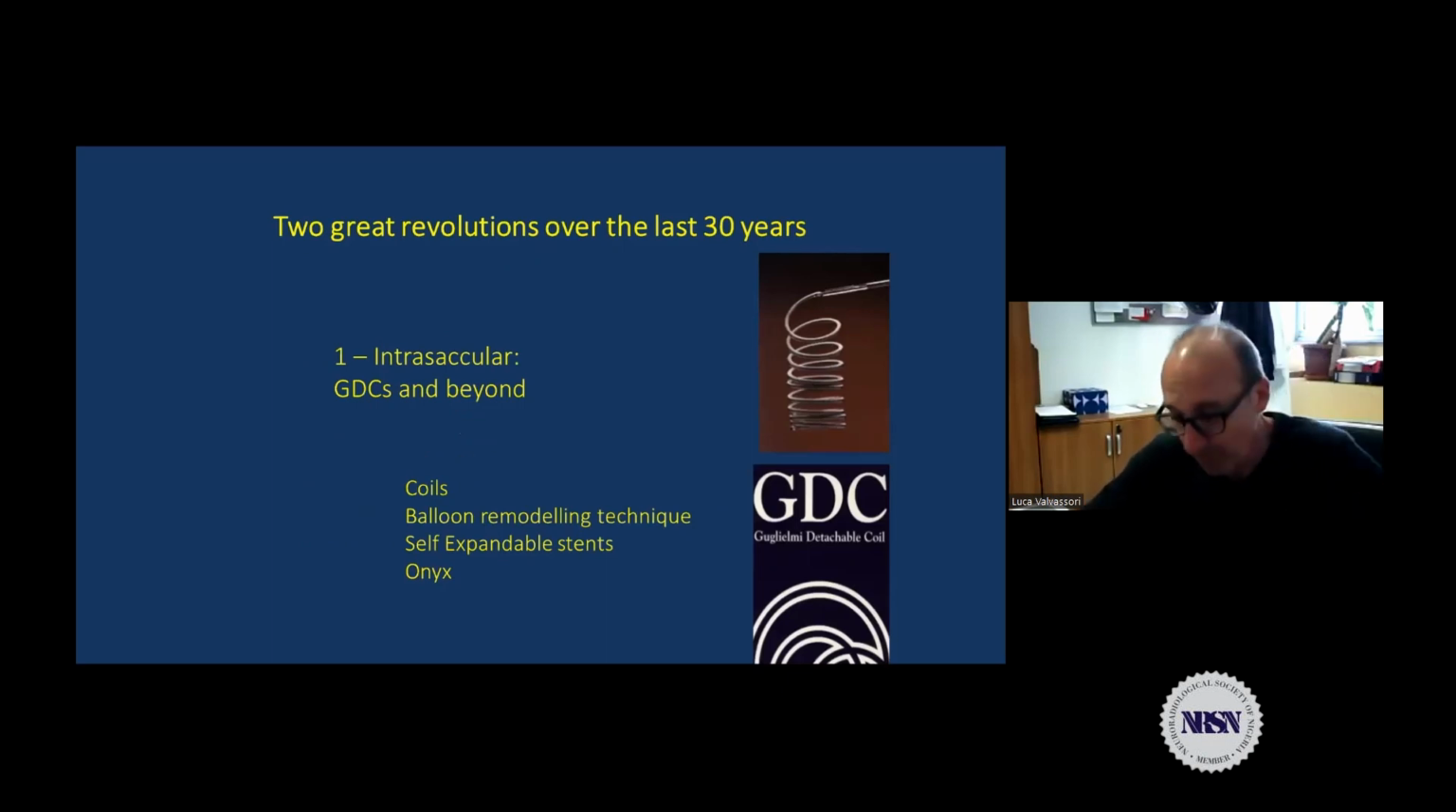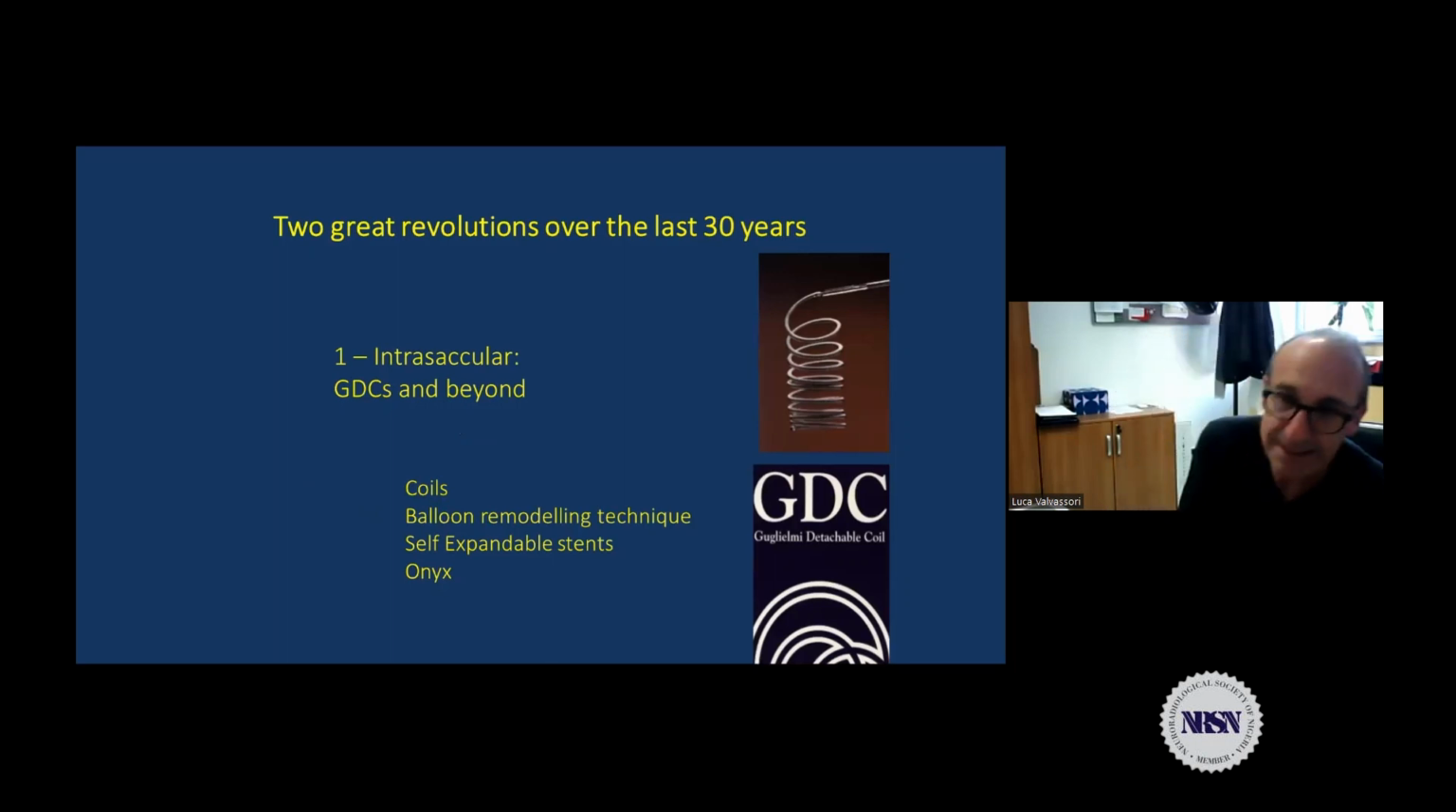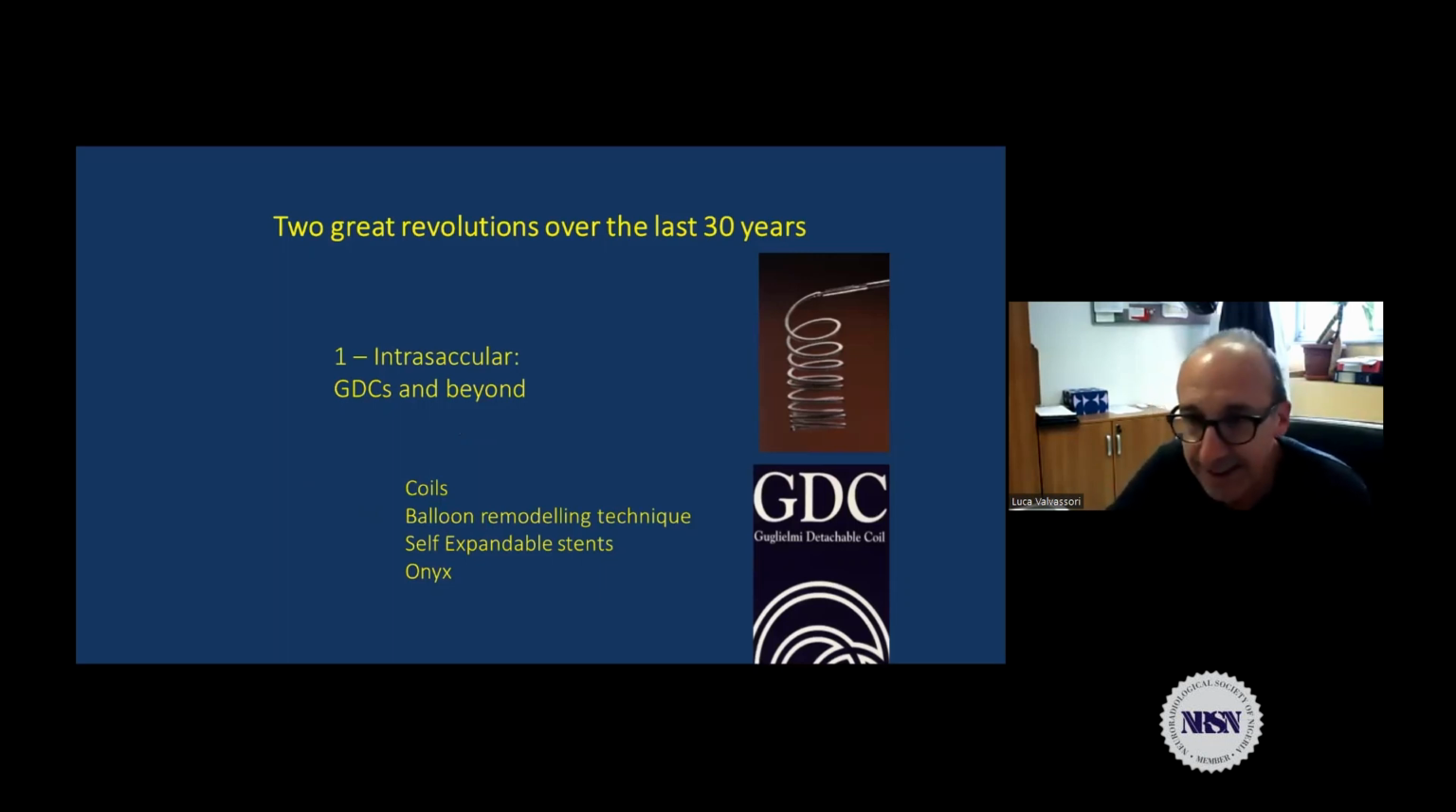Another concept that I like to show every time is that we have two very great revolutions over the last 30 years. One is the intrasaccular, what once were called the GDCs, the Guglielmi detachable coils, platinum coils that we place in the aneurysms, coils, and then all these approaches that are based on coiling, and we will see that later.